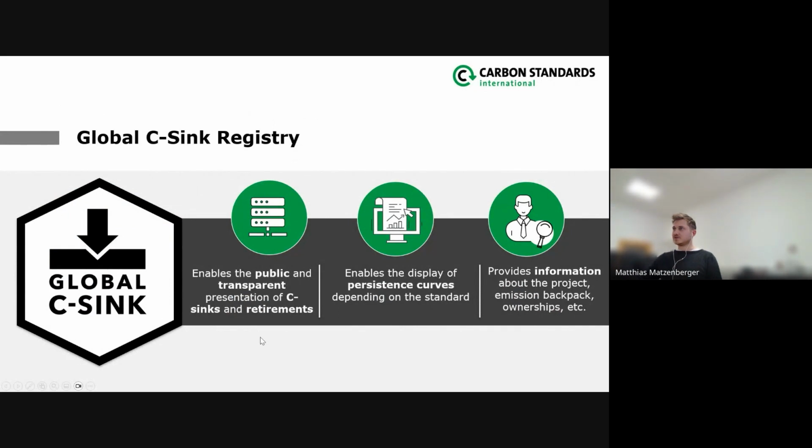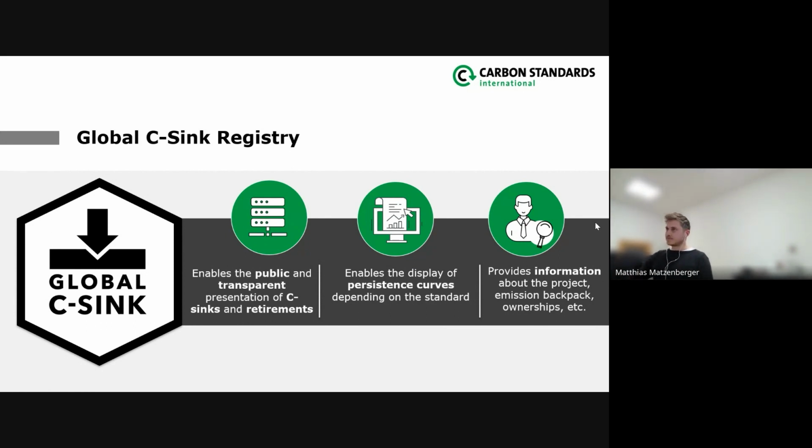The global C-sink registry actually enables us to do a public and transparent presentation of the C-sinks. We will see this later on a little bit. Also, it shows us different persistence curves depending on the methodologies. For example, this is different when you talk about a C-sink from biochar, and if you take a closer look at a C-sink from trees. And it also gives you further information regarding the project, emission packs, ownerships, GPS locations, and so on.